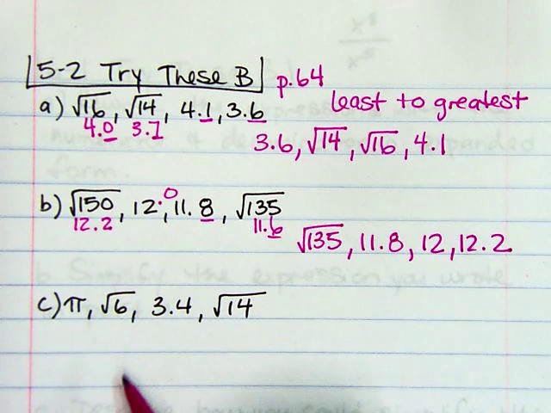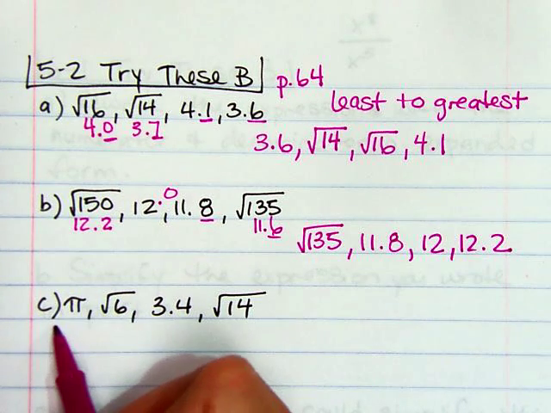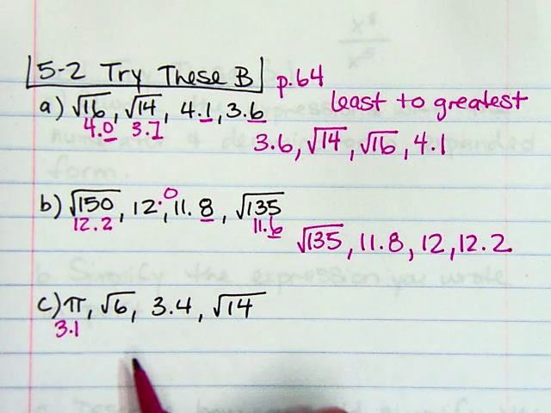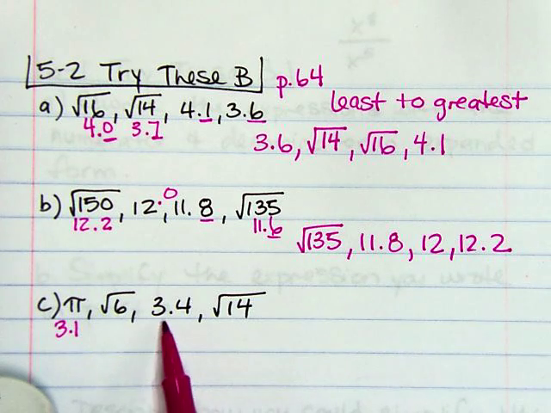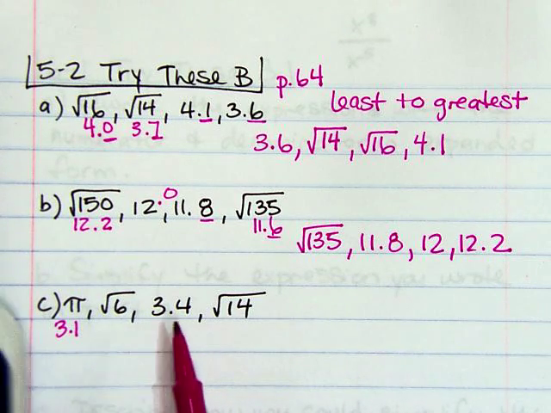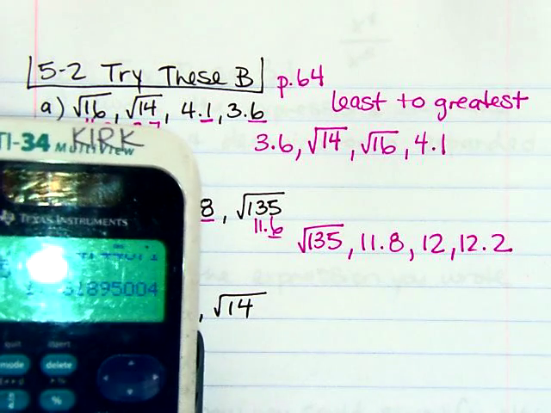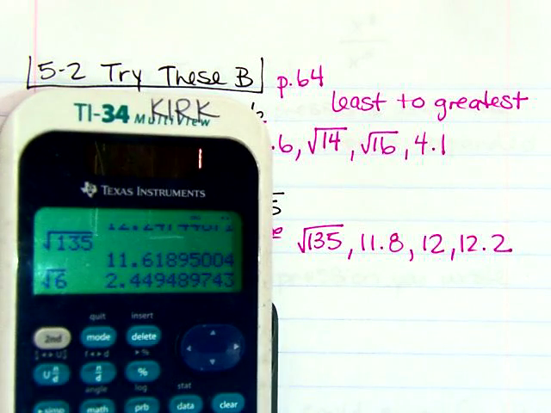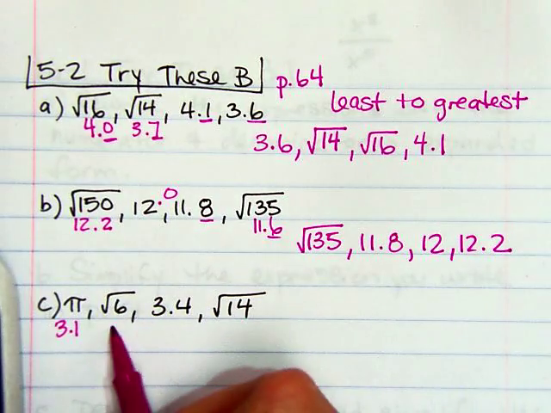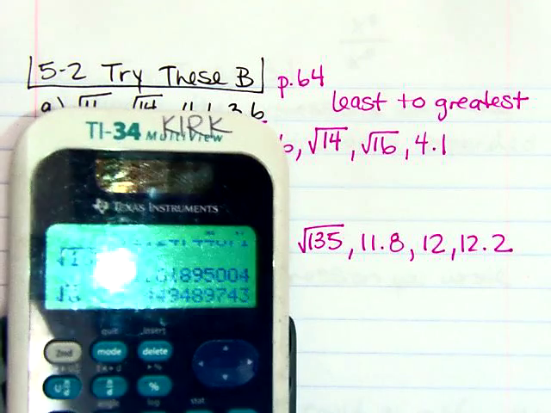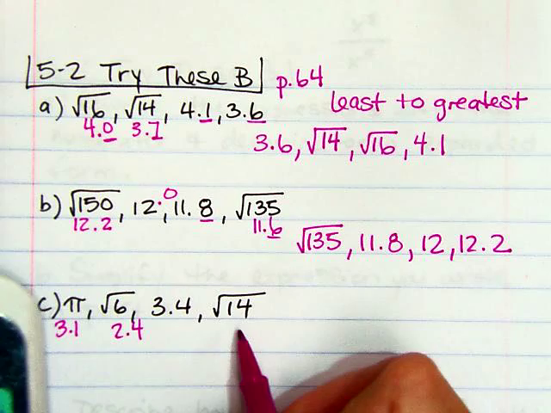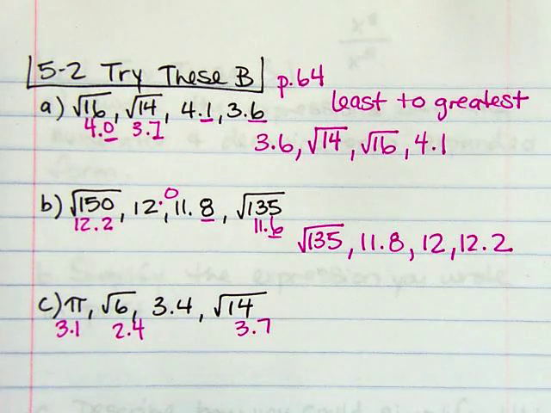All right, so now on to C. Now pi, remember, is like 3.14, right? But I'm going to just write the 10th place because I just have one digit to the third with 3 here. I need to know what the square root of 6 is. That gives me 2.4. And I need to know what the square root of 14 is. 3.7. So I have enough digits here.